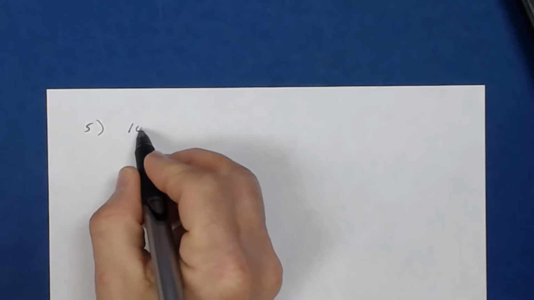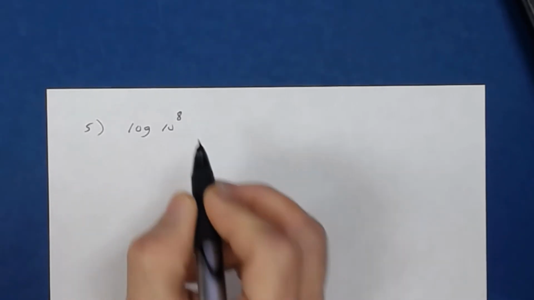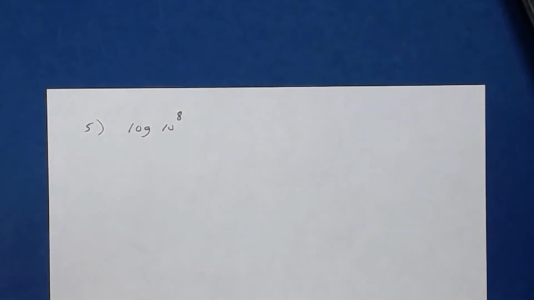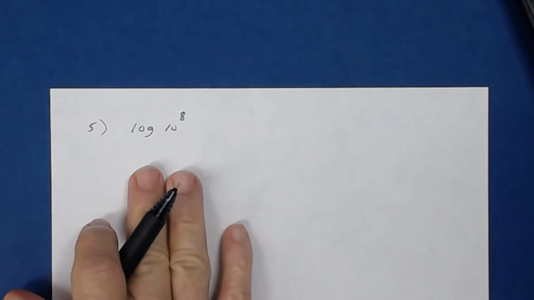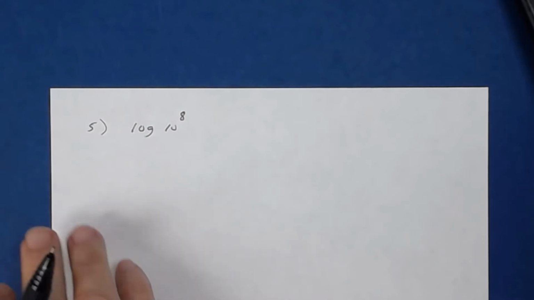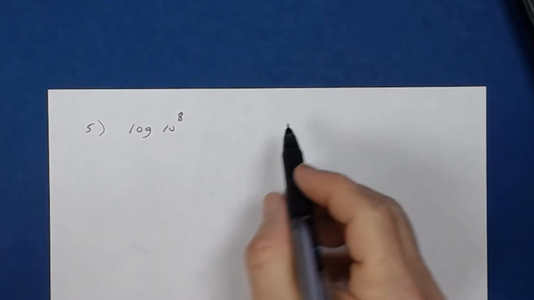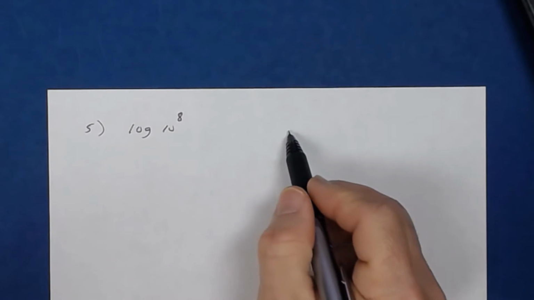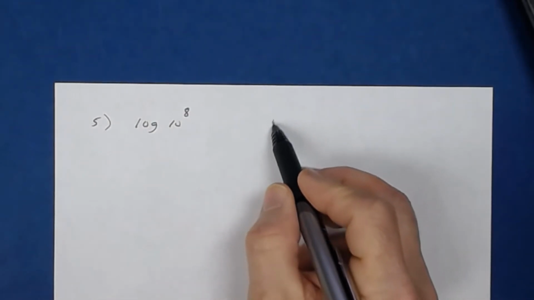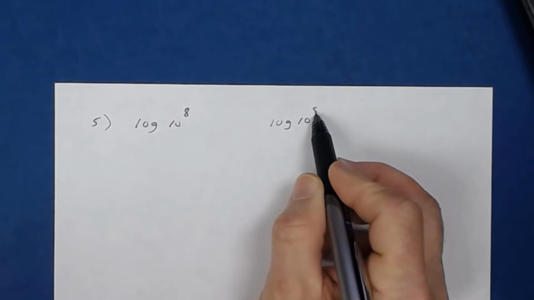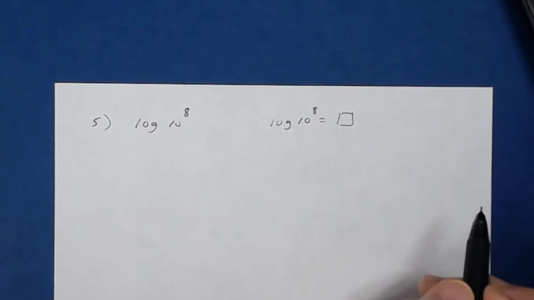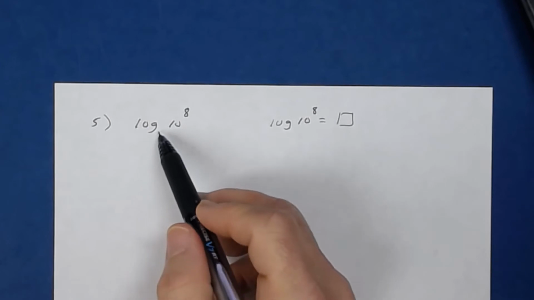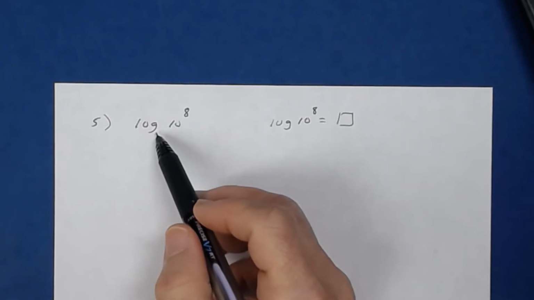Okay, suppose in number 5 I had log of 10 to the 8th power. All right, no big deal. It's the same thing you did in a previous part, using the same idea. So I'm going to change this to an equation so I can use this property right here. In other words, I'm going to say log of 10 to the 8th power equals box, right? Now remember, we're dealing with a common logarithm because the base is understood to be 10 here.